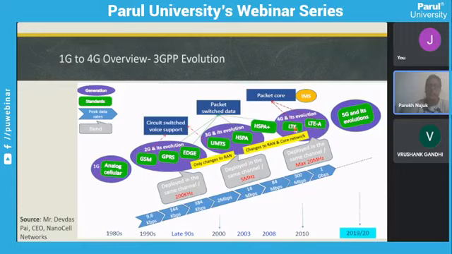So LTE and LTE Advanced go with the packet core technology, also known as the PCE. Now in that, you can see these are the maximum channel bandwidths supported with this network. Now it gives you Gbps of speed.